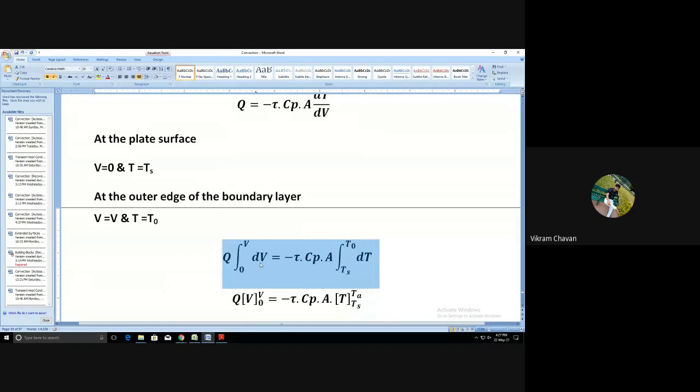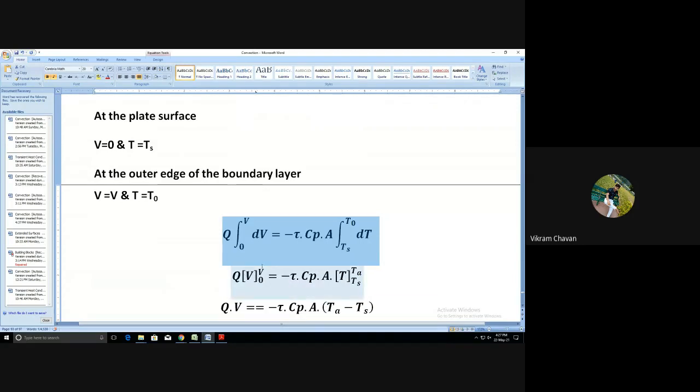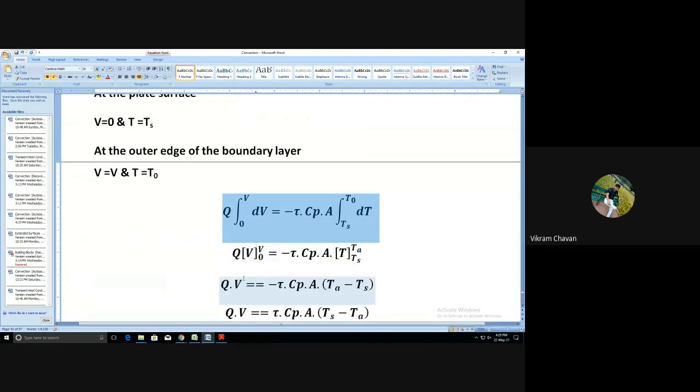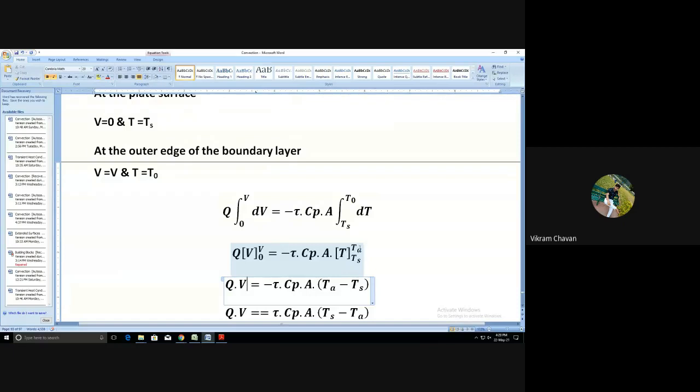So the integration of dv is v, the integration of dT is T, and apply the limits, 0 to v and Ts to T naught. First apply the upper limit and then apply the lower limit. So v minus 0 will be v only, and we will get q multiplied by v, which is equal to minus tau multiplied by cp multiplied by A. Those are the constants only, which we have kept as they are. Now in this T we have to apply the upper limit first. So T naught we have applied, T naught minus Ts.